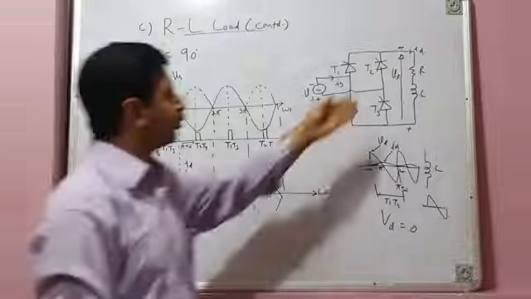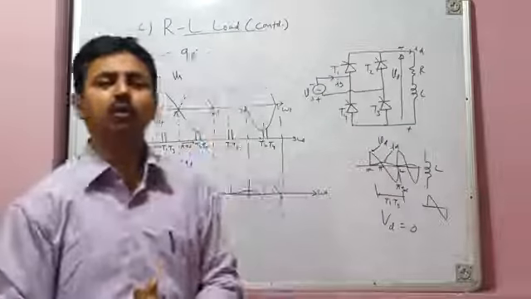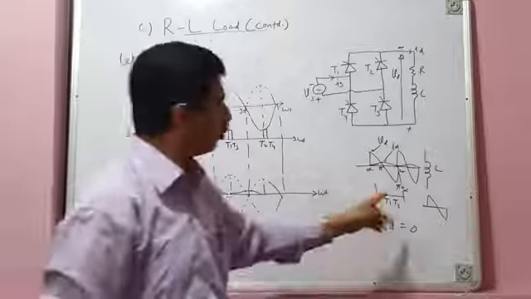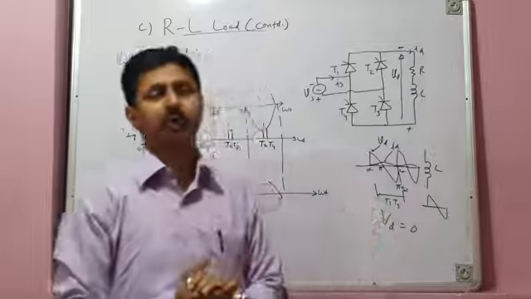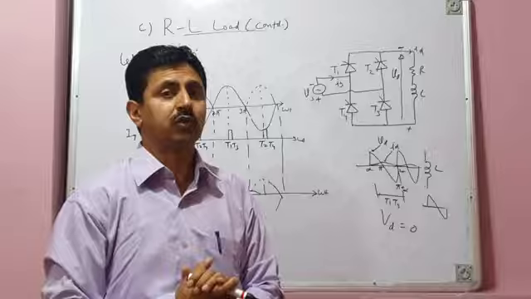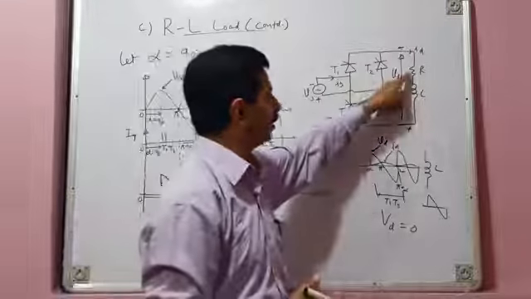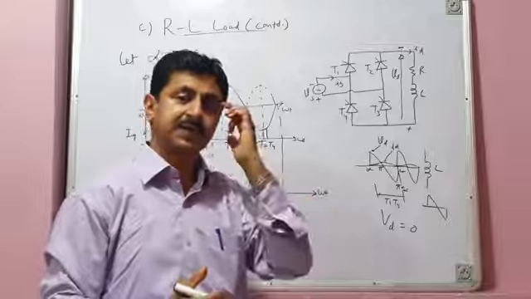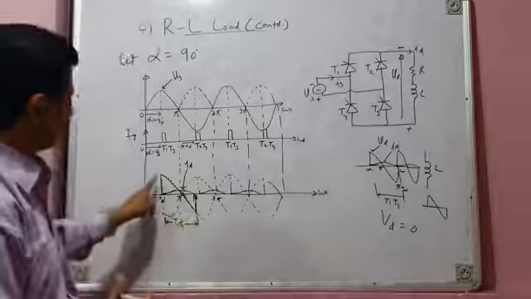But that is not true for an RL load. For an RL load, average load voltage is always positive, not zero. Average load voltage is zero only for a purely inductive load. For an RL load, average load voltage has to be positive because of the presence of resistance, and since this resistance always consumes energy, average load voltage has to be positive.